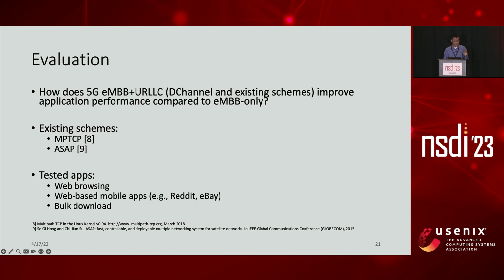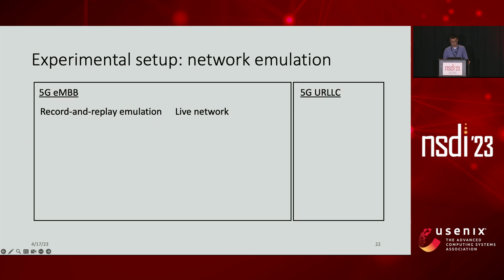I tested 3 types of applications: web browsing on HTTP2, web-based mobile applications, including Reddit and eBay, and bulk download. We did the experiment in both emulated and live 5G eMBB, because URLLC is not deployed yet. We can only emulate URLLC.